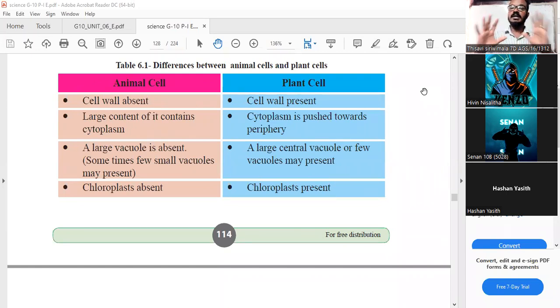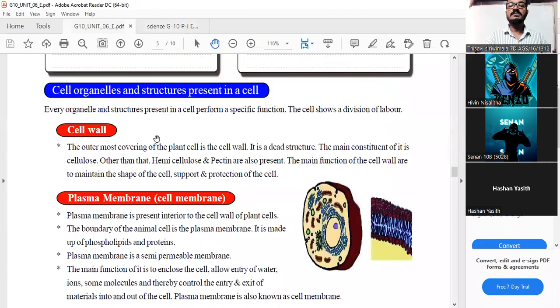So those are the properties of the plant cell. And when you compare the plant cell and animal cell, plant cells will contain 3 basic organelles more than the animal cell. Okay. After that, we have to study the cell organelles and structures present in a cell. Now, your next subtopic will be this one. You can write the subtopic. Next subtopic, cell organelles and structures present in a cell.